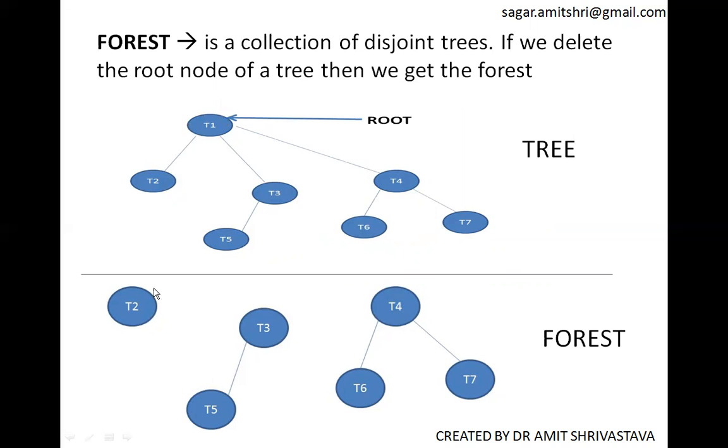So independently, all these are trees, T2, T3 and T5, T4, T6, T7, all these are trees independently, and these are disjoint trees. So this collection of these disjoint trees is known as forest.